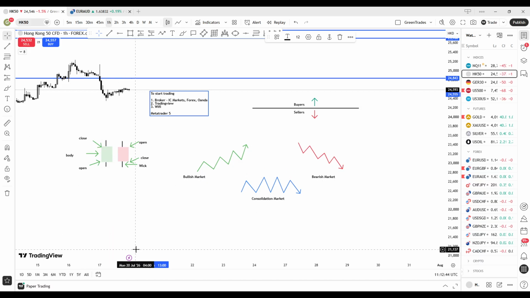The red candle, the same thing. It opened from the top, it closed at the bottom. But then it tells us that this was the highest point that the red candle went, this was the lowest point that the red candle went, but then it closed here, and that makes it a red candle.